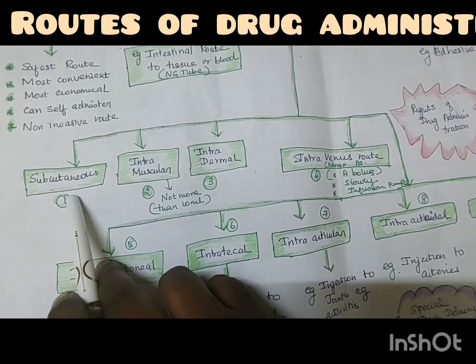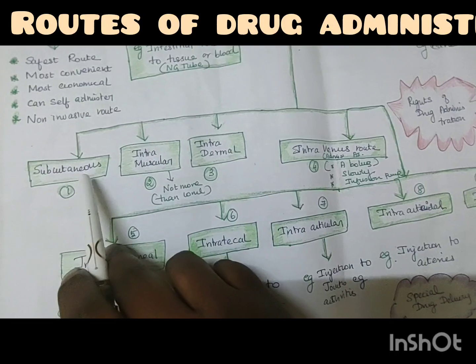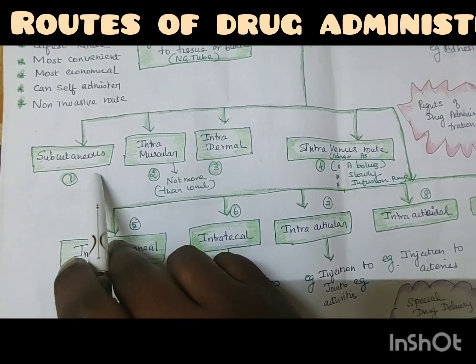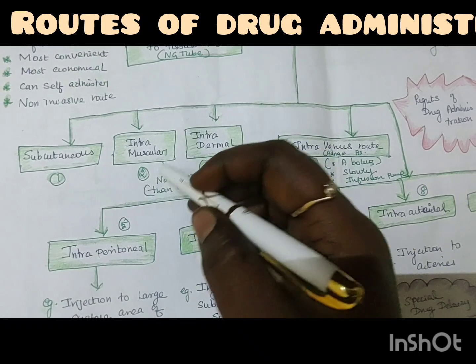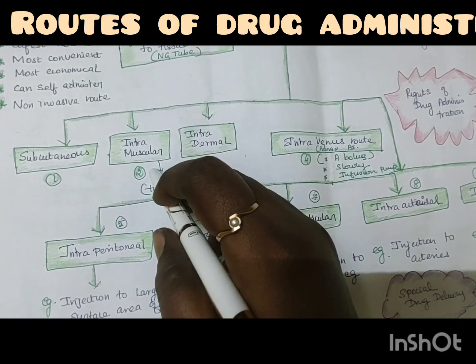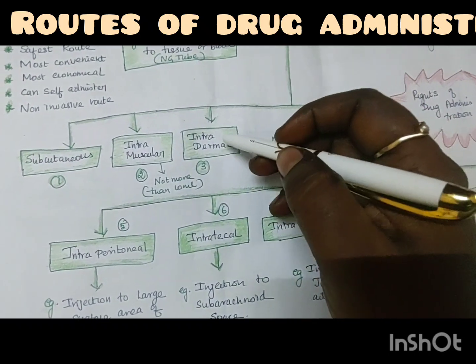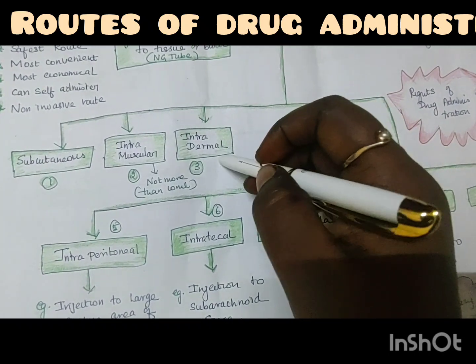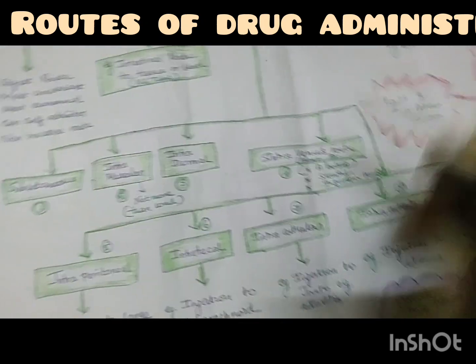Subcutaneous, mainly some vaccines like measles, MMR are given subcutaneously. Insulin is also given subcutaneously. Intramuscular: many injections, antibiotics and painkillers can be given. If more than 10 ml, we cannot give intramuscular, and that is the reason we select IV. Intradermal: some vaccines are given in the intradermal form, BCG and other vaccines.